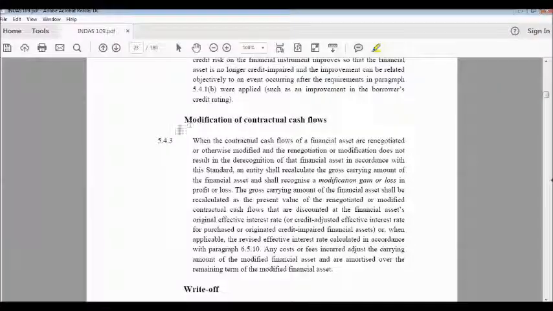Paragraph number 5.4.3 talks about the modification of contractual cash flows, and it says that when the contractual cash flows of a financial asset are renegotiated or otherwise modified and the renegotiation or the modification doesn't result in the derecognition of that financial asset in accordance with this standard, an entity shall recalculate the gross carrying amount of the financial asset and shall recognize a gain or loss in the profit or loss. So now you have to recalculate the gross carrying amount of the financial asset, and whatever will be the modification gain or loss, you have to recognize this into your profit or loss.